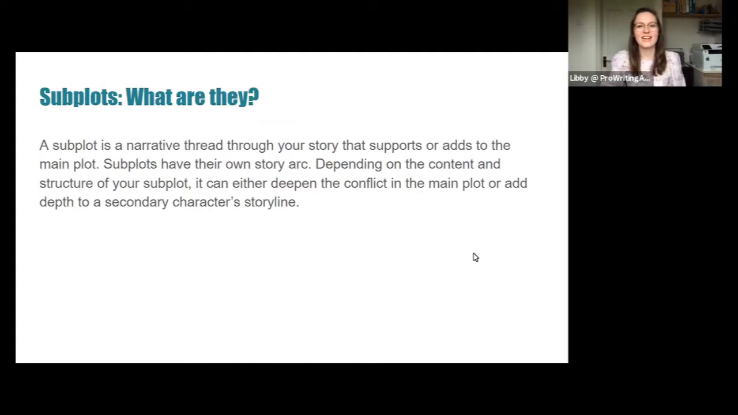Subplots, what are they? A subplot is a narrative thread through your story that supports or adds to the main plot. Subplots have their own story arc, so depending on the content and structure of your subplot, it can either deepen the conflict in the main plot or add depth to a secondary character's storyline. So there's lots of opportunity to take all of those ideas that are swimming around in your brain and still make them work in your main story by giving them their own little subplot that branches off.